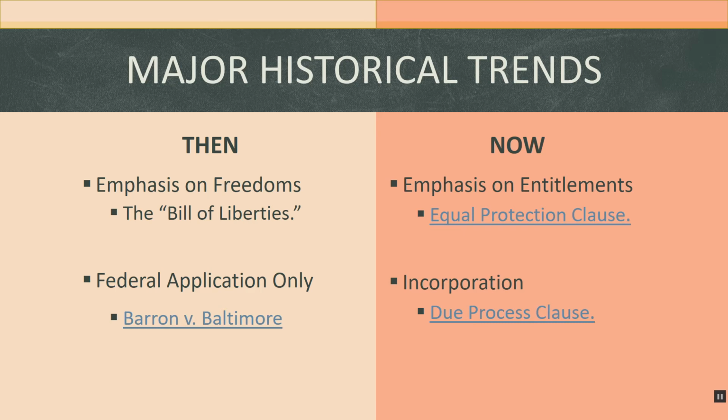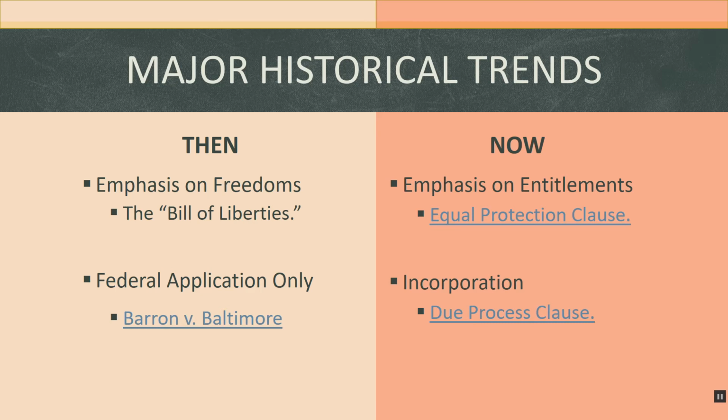However, today we know that that's not true. I want you to understand that the first major historical trend in the evolution of legal protections for civil rights and civil liberties in our country has been a gradual transition from the early emphasis on freedoms to a contemporary emphasis on entitlements, driven primarily by the United States Supreme Court and lower courts over the years.